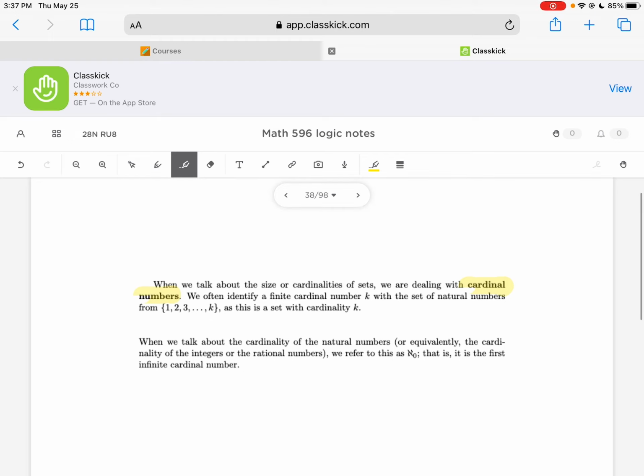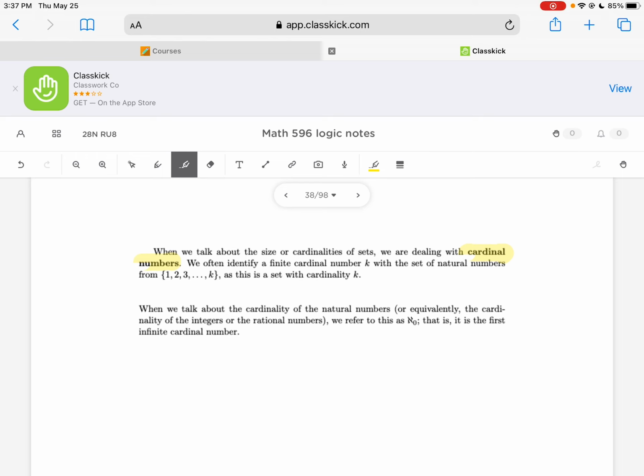Now, when we're talking about the cardinality of the set of natural numbers, which we've shown is equivalent to the cardinality of the integers and the rational numbers, we refer to this as this symbol here. You'd pronounce that as aleph naught. Aleph is just a capital Hebrew letter, with a subscript of 0. That is, it's the first infinite cardinal number.